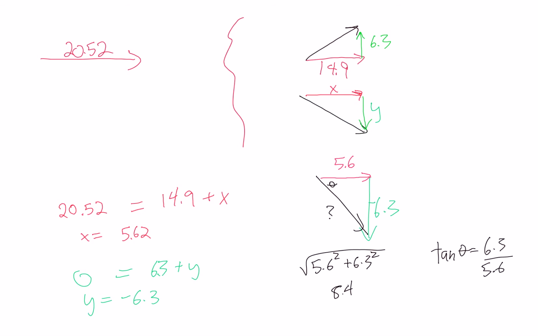6.3 divided by 5.6. And that gives us an angle of about 48 degrees. Okay, so what you just got to be careful now is that our final answer?